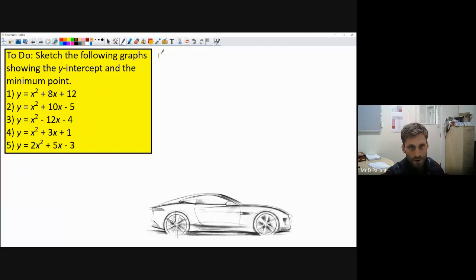Right, so number 1. So I know I've got the shape. I'm going to be a bit briefer. I've got the shape. I've got the intercept. I'm going to complete the square.